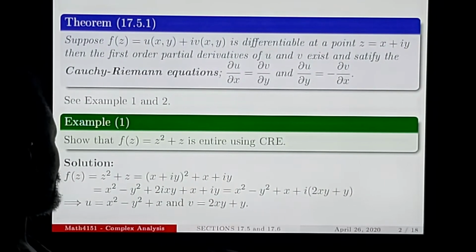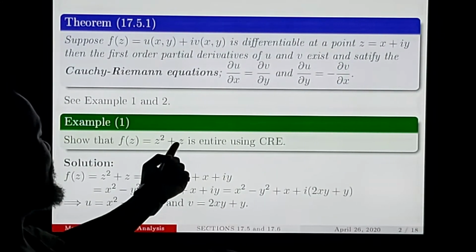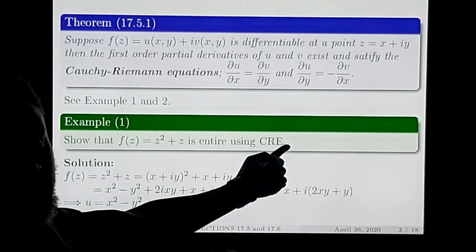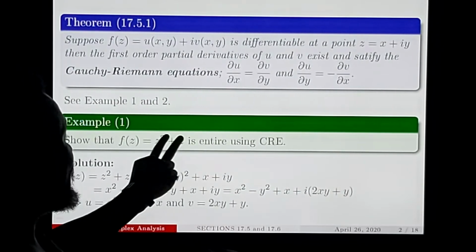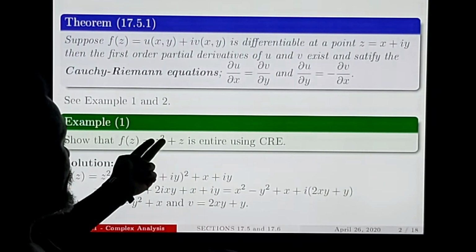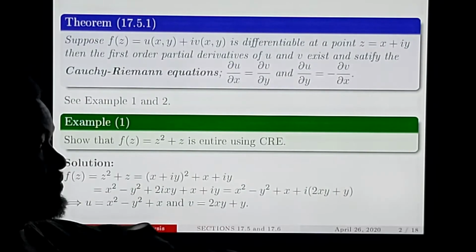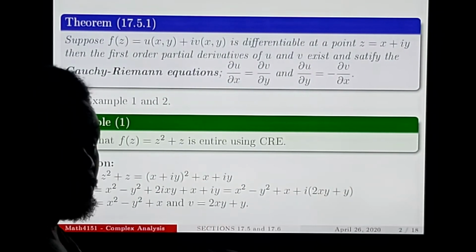First example, show that f of z equals z squared plus z is entire using Cauchy-Riemann equations. So basically, we just need to show that these equations are satisfied for all z. Okay. So what do we do? What we did the last time.